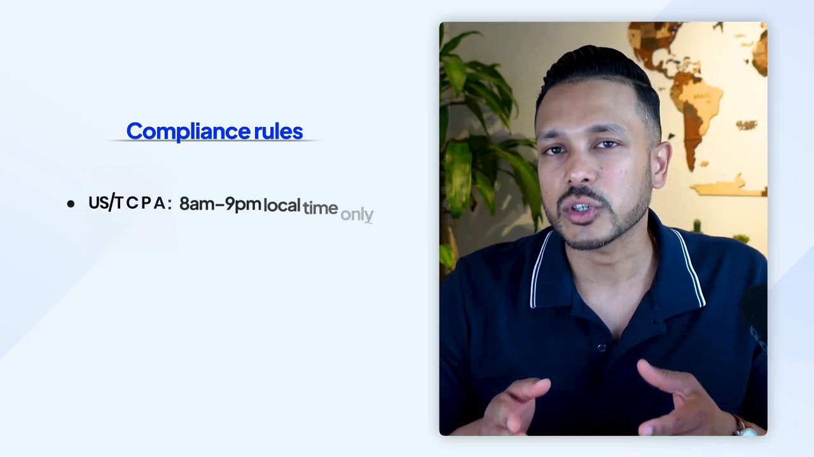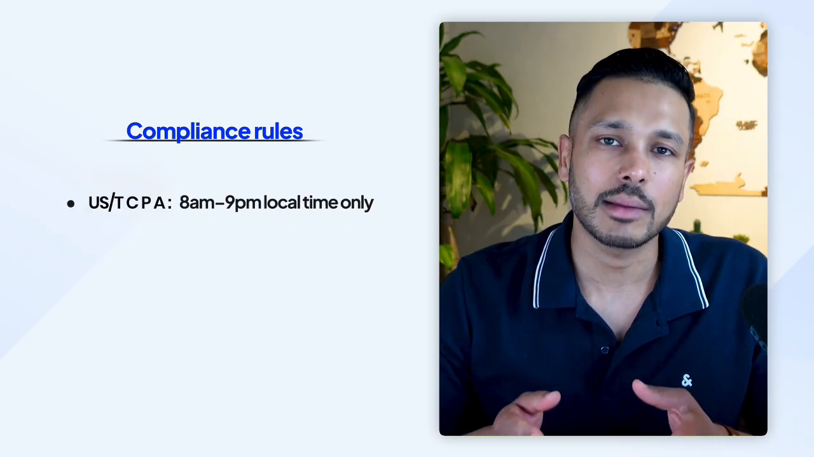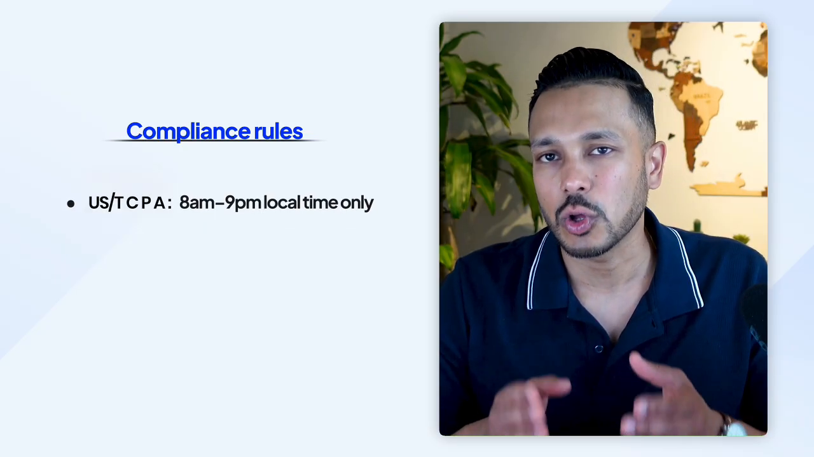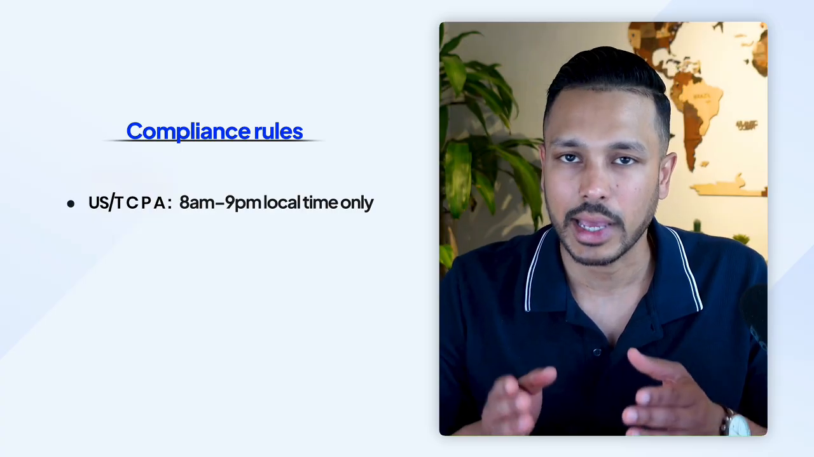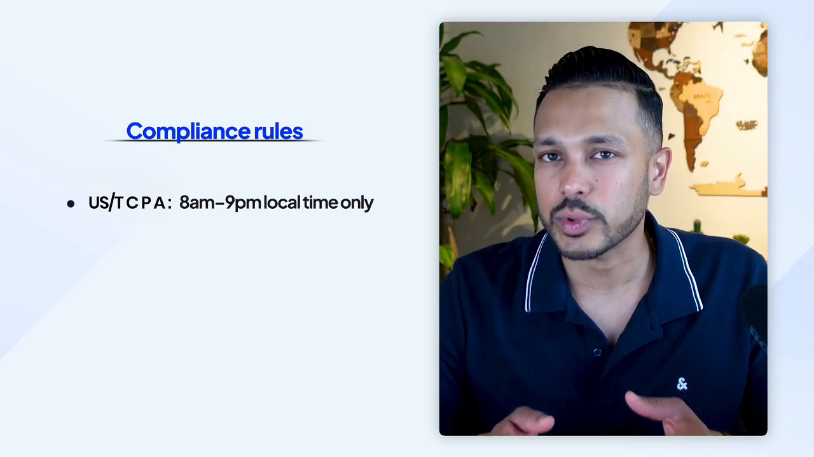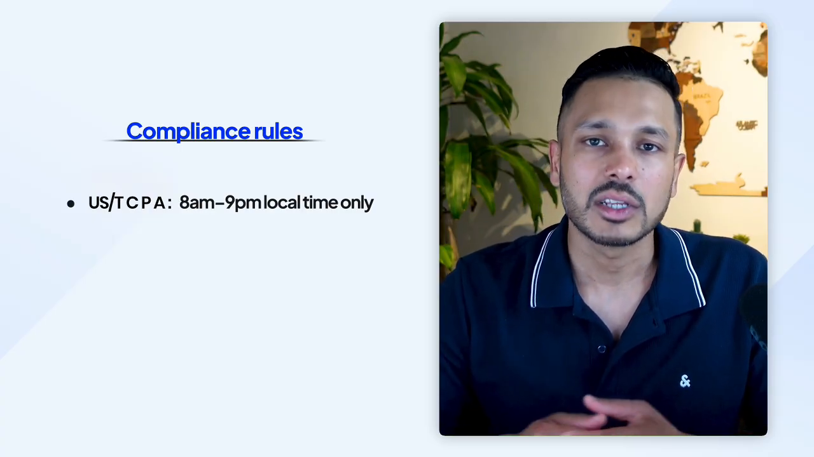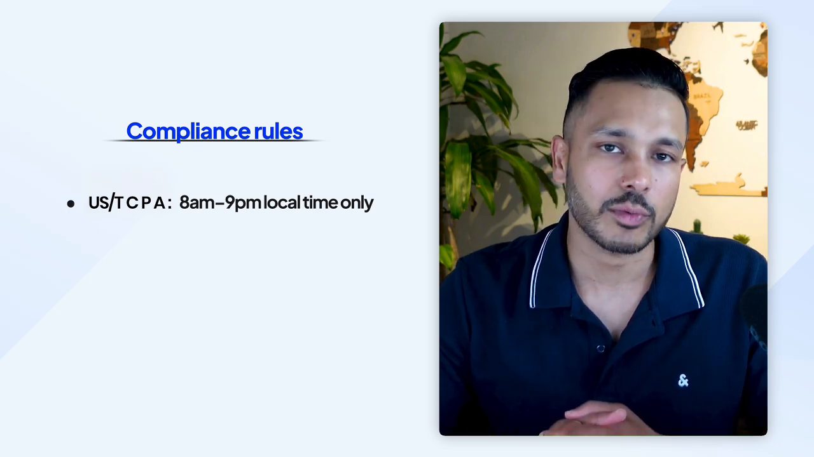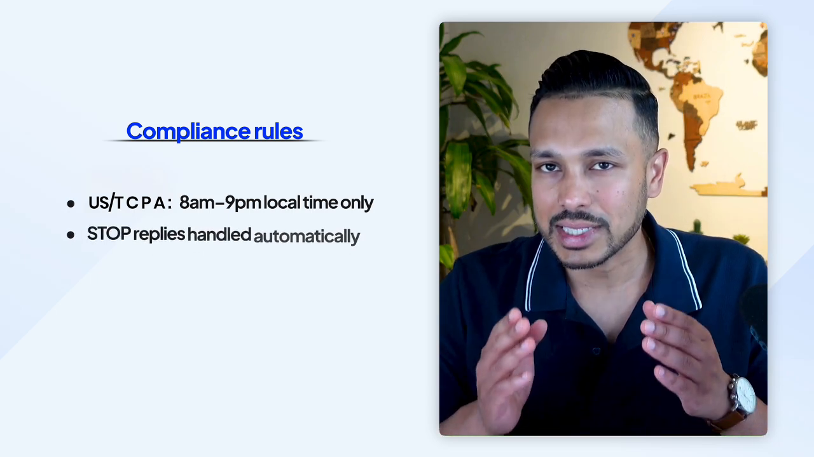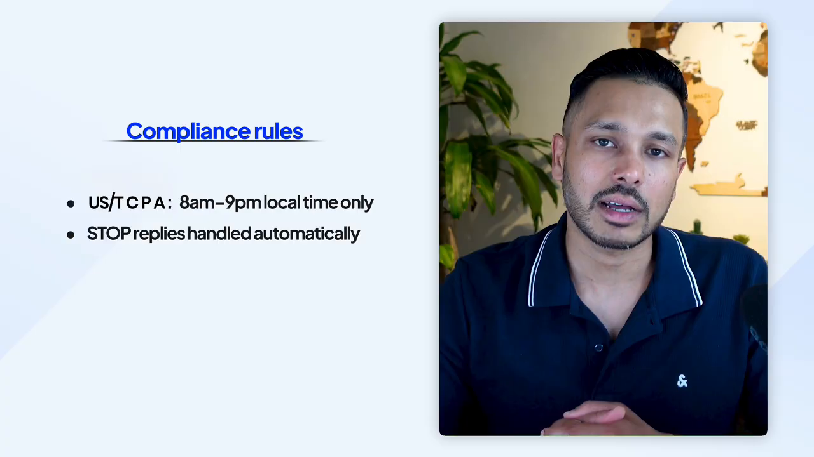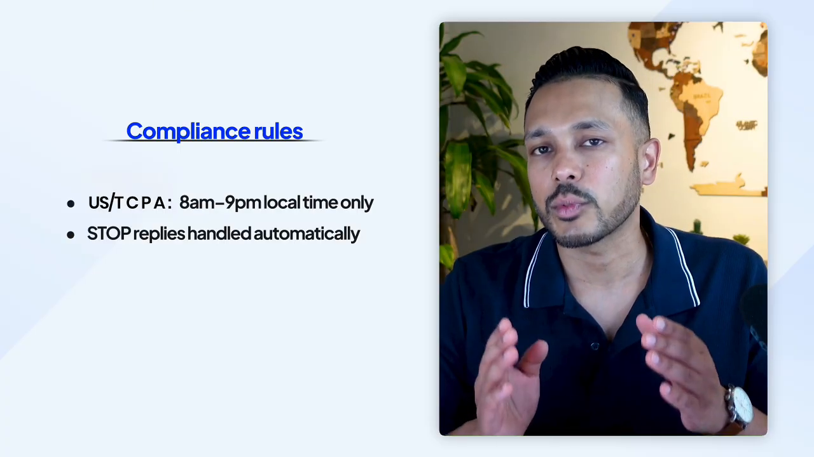In the US, commercial SMS is restricted to 8 a.m. to 9 p.m. in the customer's local time zone under TCPA. Textmagic's flow scheduler respects time zones automatically, so messages never fire at the wrong hour. And if a customer replies stop, Textmagic handles that automatically and removes them from the relevant list.